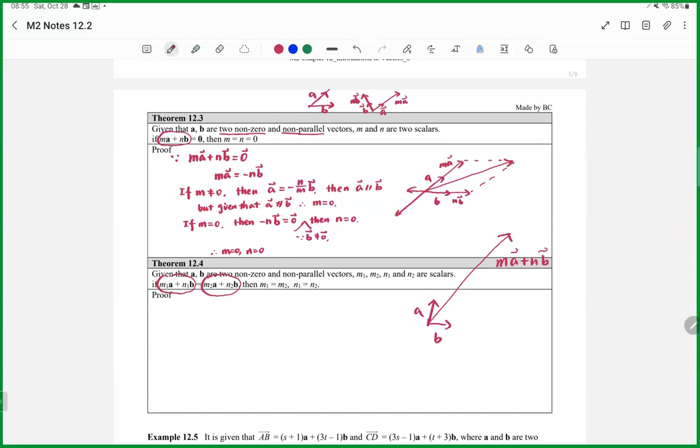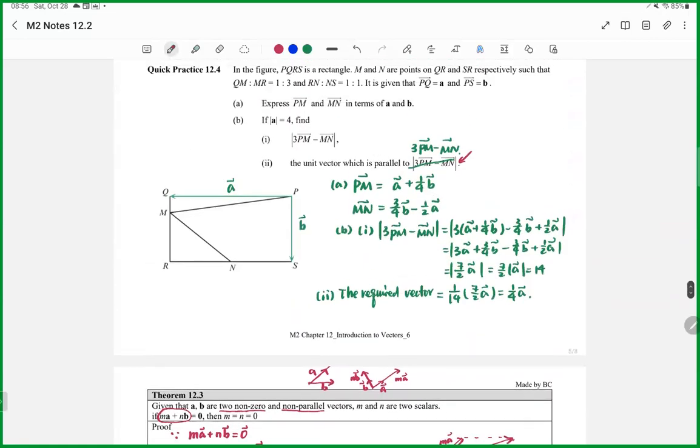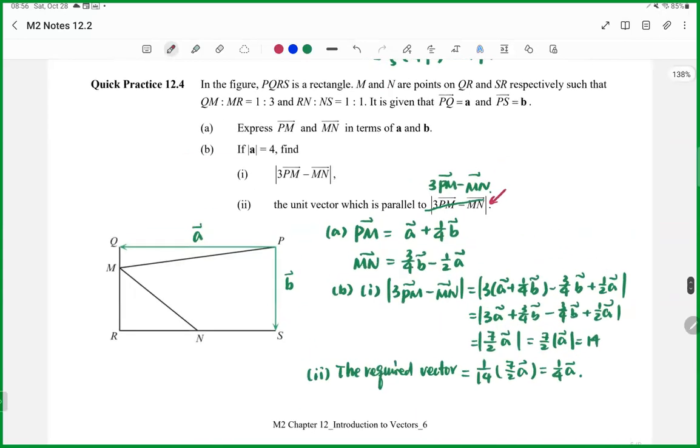And there is only one combination that can express it, not two. If the other one is also a combination, then they must be identical. There is only one way. Meaning that in the previous question, when you have PM equal something A plus something B, you can only get this answer. It's not like, if you use another method, you'll get another answer. There's no other way. The expression of a vector using base vectors is unique.